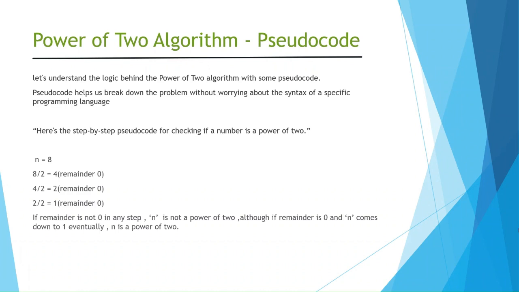So if we find that the remainder is not 0 in any step, then it is not a power of 2. Otherwise, if the remainder is 0 and it comes down to 1 eventually, then it is a power of 2. So I think you are now able to understand how we can calculate the power of 2 algorithm. Now we take some examples and together write some code to calculate the power of 2.